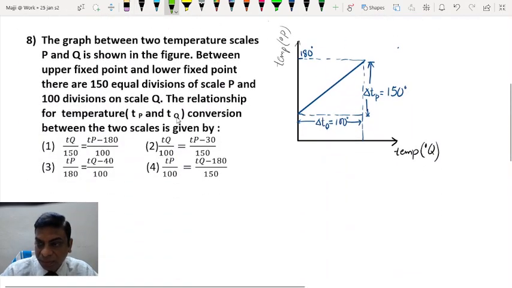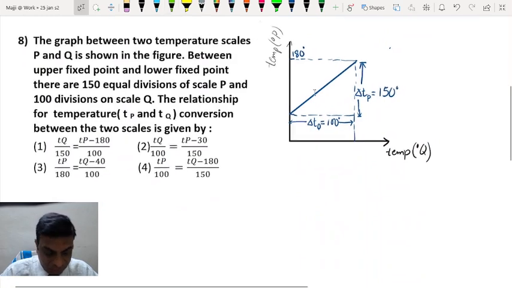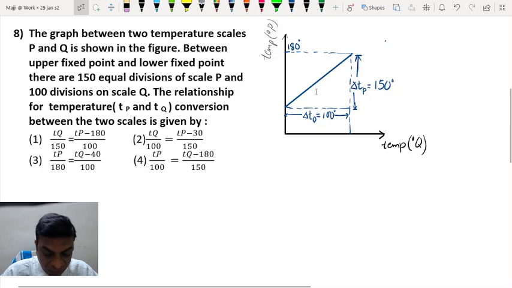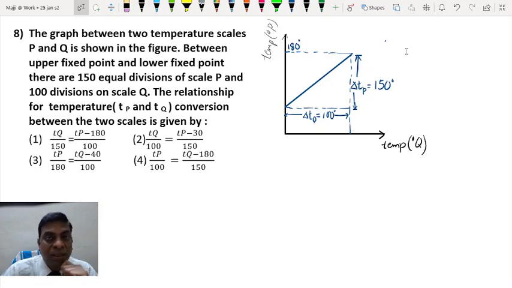Moving on to the next question. The graph between two temperature scales P and Q is shown in the figure between upper fixed point and lower fixed point. Students, here upper fixed point refers to 100 degrees Celsius, that is the boiling point of water, and the lower fixed point refers to the melting point of ice at 1 atmospheric pressure, which is 0 degrees Celsius. So these two temperatures are taken to be standard temperatures because these are easily available temperatures naturally. Why naturally? Because water is perhaps the most abundant quantity after air.